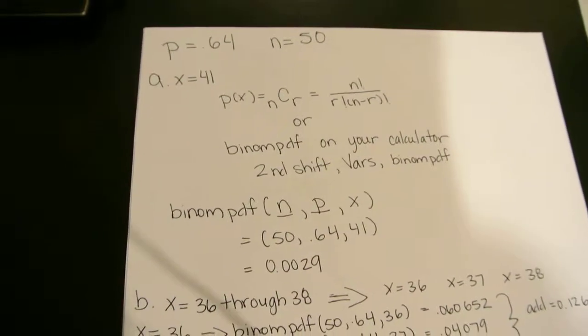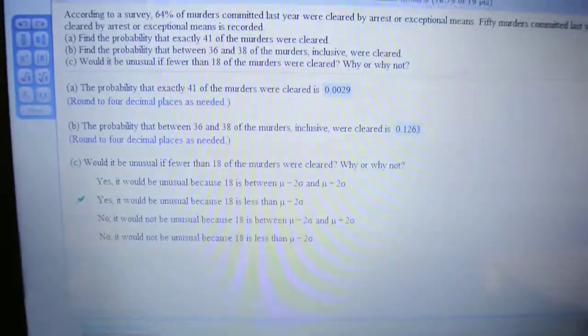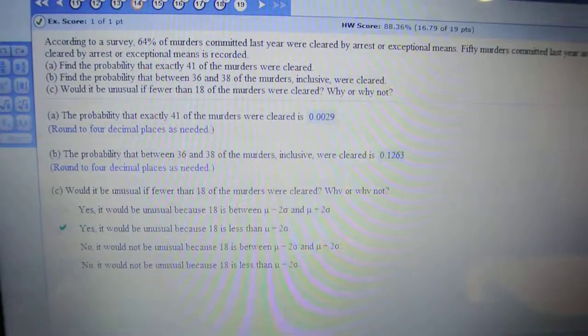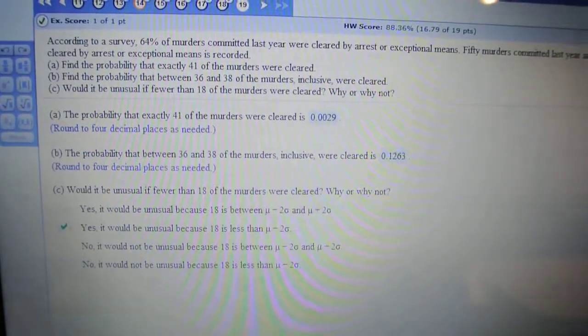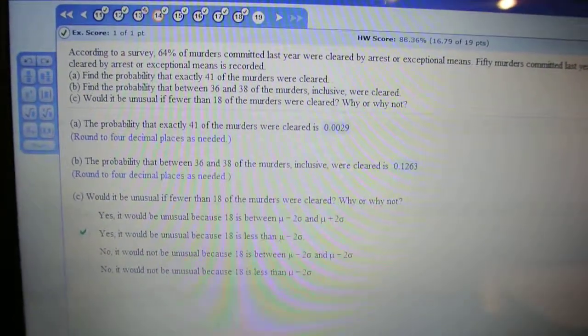Now, just to look at this in proper perspective and not get lost in the whole of the numbers, we're going to look back at the question, see what it's asking us. The probability that exactly 41 of the murders were cleared is 0.0029. So that's what we're looking at here. We're just looking at the 41st case.